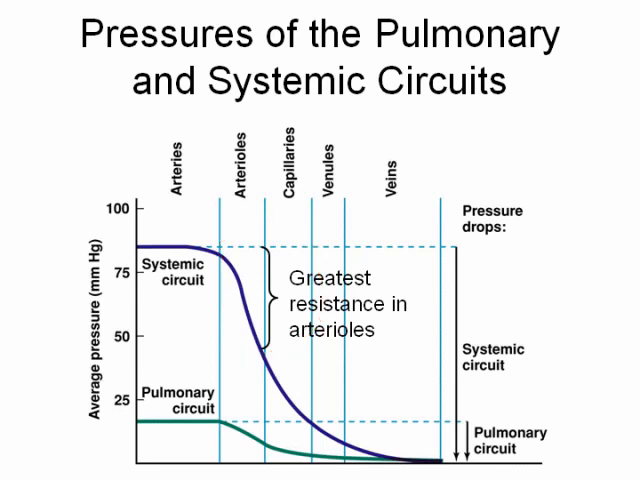Even in the pulmonary system, the greatest drop in pressure, meaning the greatest magnitude of resistance, is still in the arterioles. It's just that we're dealing with smaller pressures.